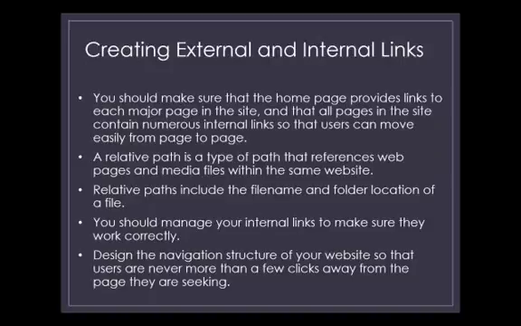To create an internal link, you first select the text element or image that you want to use to make the link. Then use the Browse for File button next to the link text box in the HTML Property Inspector to specify the relative path to the destination page. A relative path is the type of path that references the web pages and media files within the same website. Relative paths include a file name and folder location of a file.